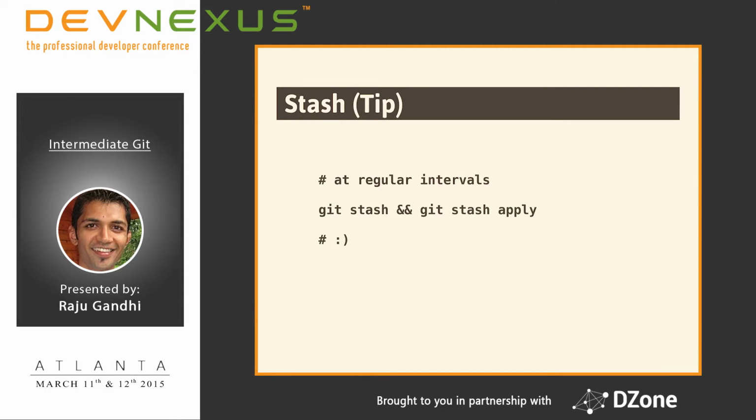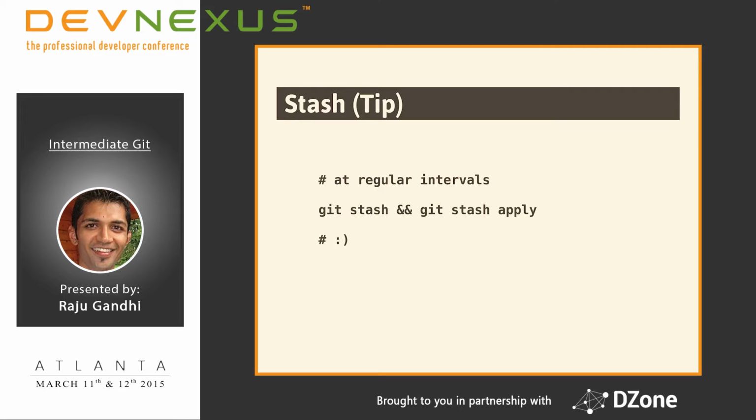I learned this trick from a book. What this guy's got, he's got a cron job running on his machine that goes to the current working directory and does git stash and git stash apply every 15 minutes. What does that do? Whatever your working state is, it stashes it and immediately restores it. So it puts it on the stack, but then applies those changes back to the working directory.